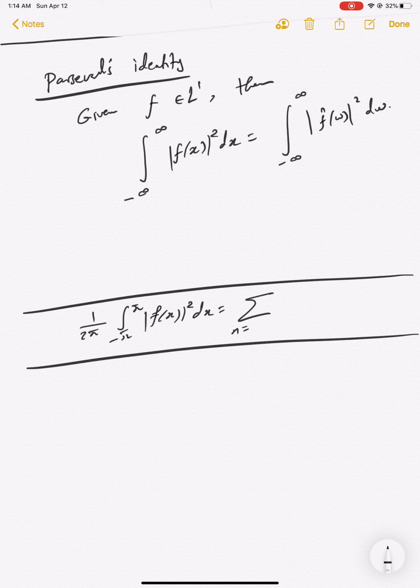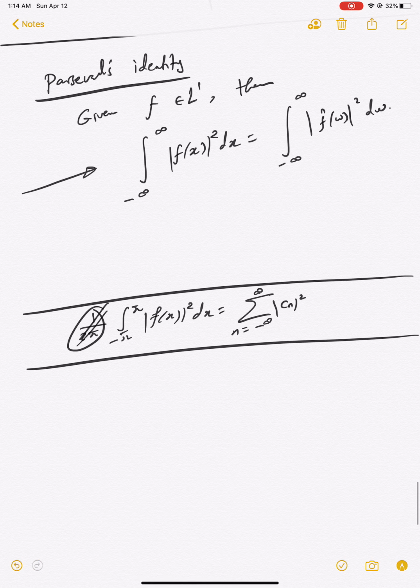is equal to the sum from negative infinity to infinity of the cn's squared, right? Again, this 1 over 2 pi, don't care about it because this is a consequence of our definition in the beginning. In the new Parseval identity here, we don't see it because we used 1 over root 2 pi when we talked about the Fourier transform.